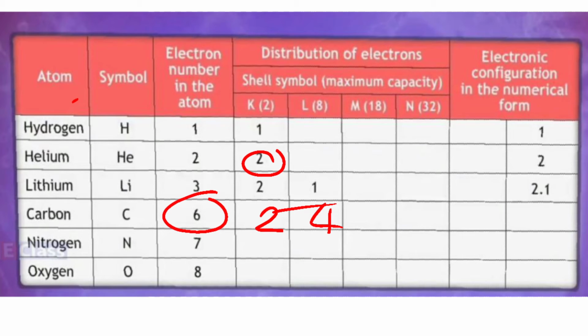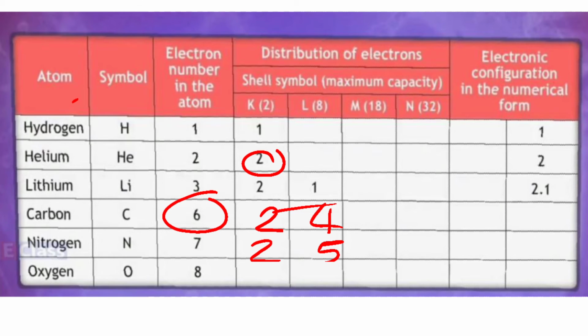Now nitrogen has 7 electrons. So first orbit 2, 2 out of 7 are gone. How many remaining? 5 remaining. So in the second orbit 5 will sit. So the electronic configuration will be 2 and 5. Then oxygen, it will be 2 and 6. Right?